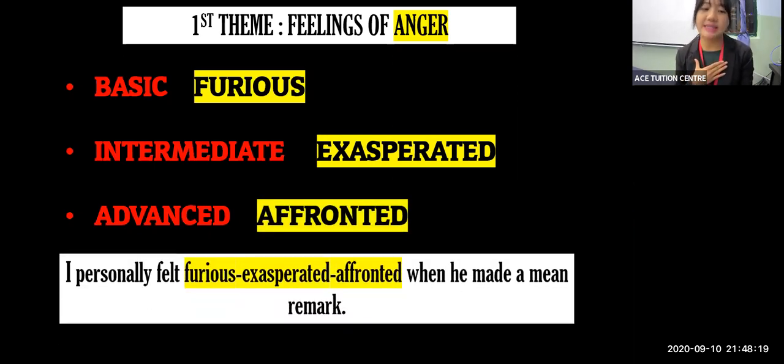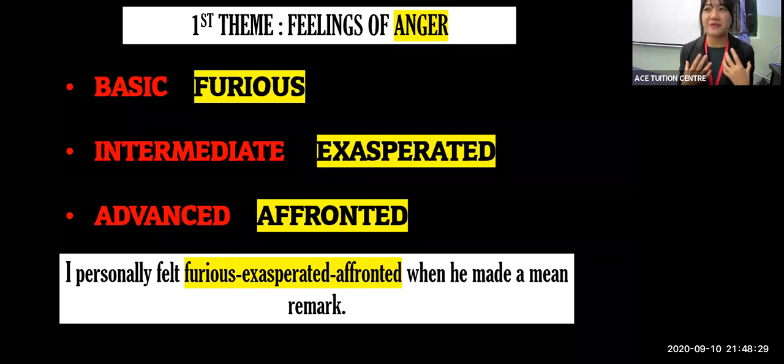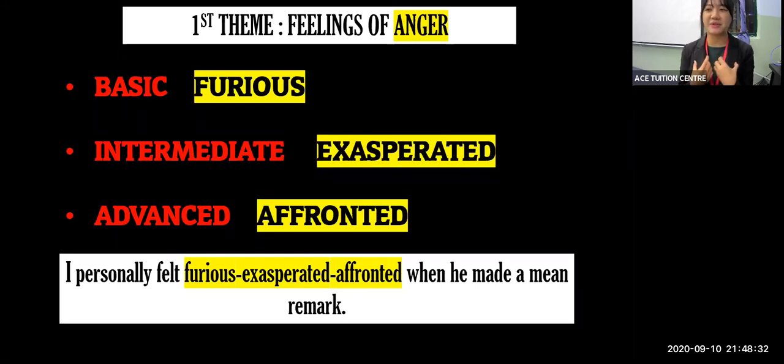I personally felt affronted when he made a mean remark. So maybe when someone says that, oh, you're ugly, oh, you're terrible, oh, you're not good enough, you feel affronted, you feel mad, you feel sad, you feel affronted. So this is how you can describe your anger in the advanced level.